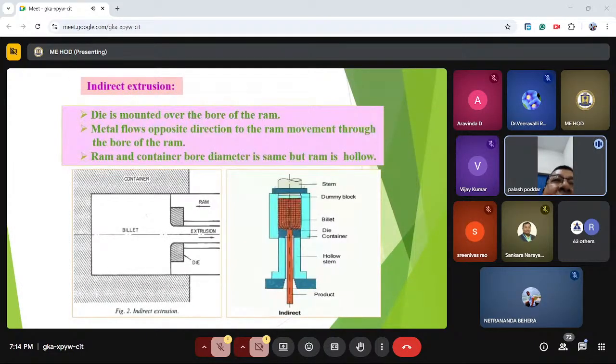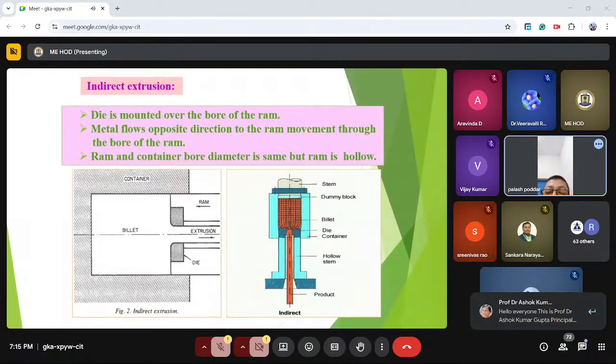Indirect extrusion: the die is mounted on the bore of the ram. Metal flows in the opposite direction to the ram movement through the bore of the ram. Ram and container bore diameter is the same, but the ram is hollow. That means this ram moves from right side to left side, its movement will be leftward, but extrusion will take place rightward. So the ram movement direction and the extrusion direction are just opposite. So this is called indirect extrusion.